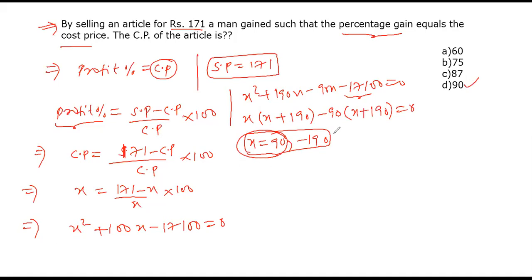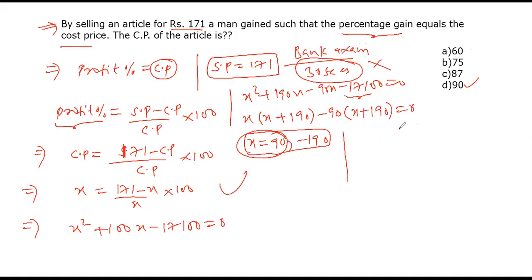This is one of the ways. But assume this question has occurred in a bank exam, where you hardly get 30 seconds to do a question. So if you keep on doing all this procedure, will you be able to do it in 30 seconds? No, right? So you can also go by the options.